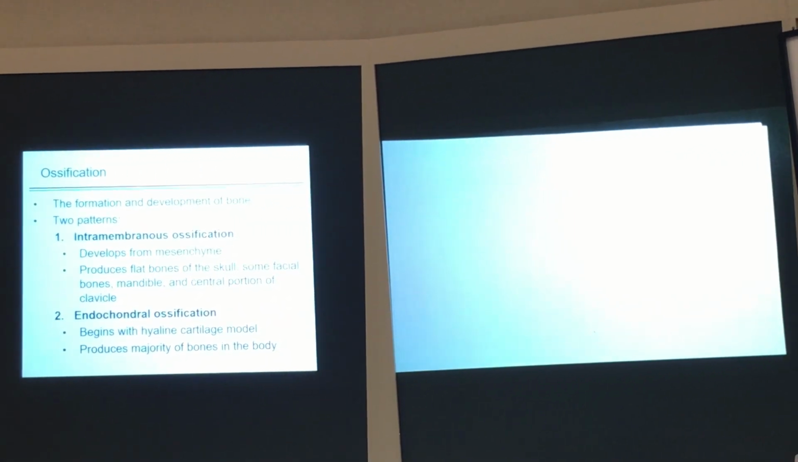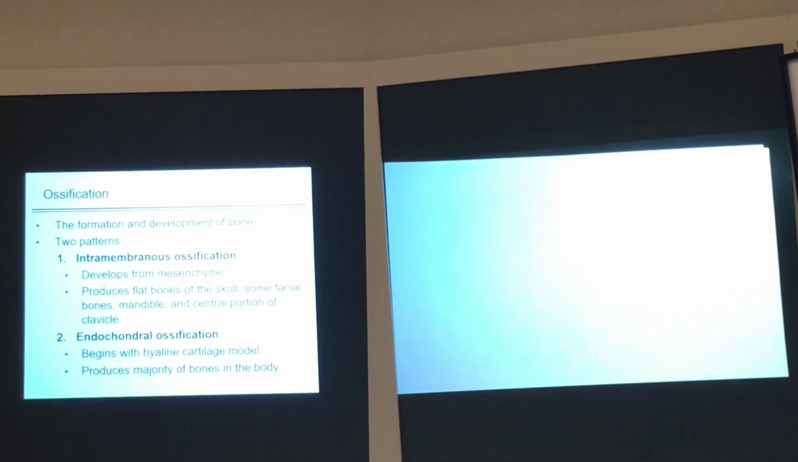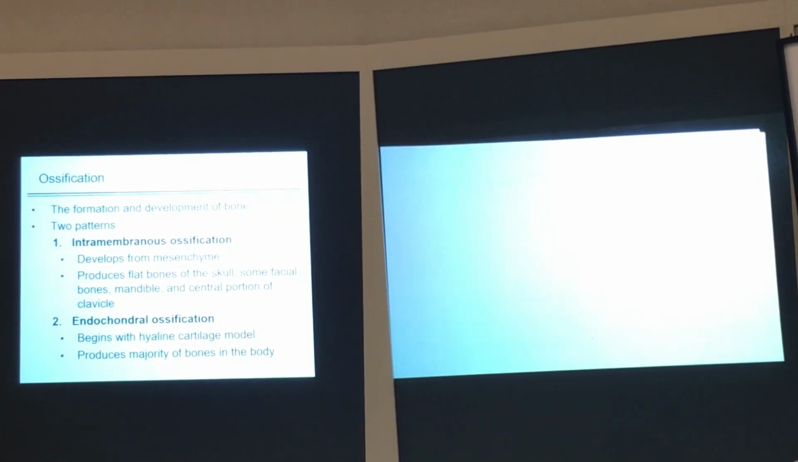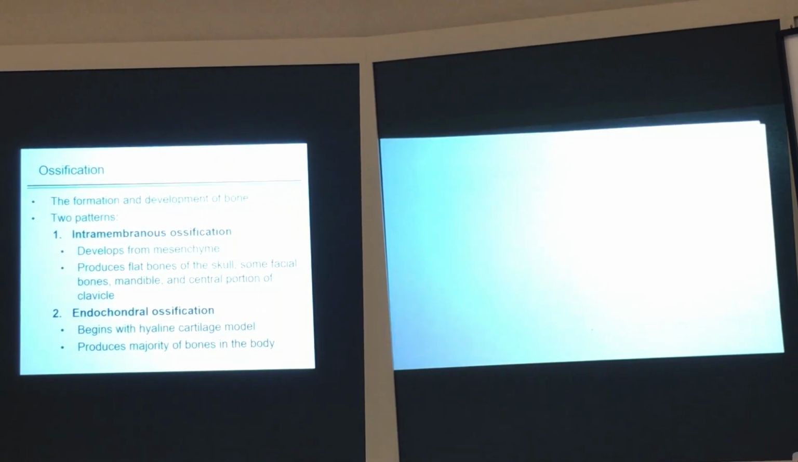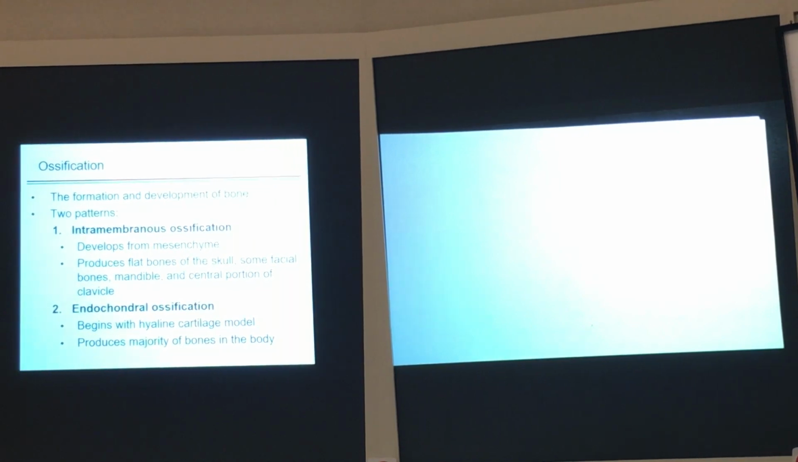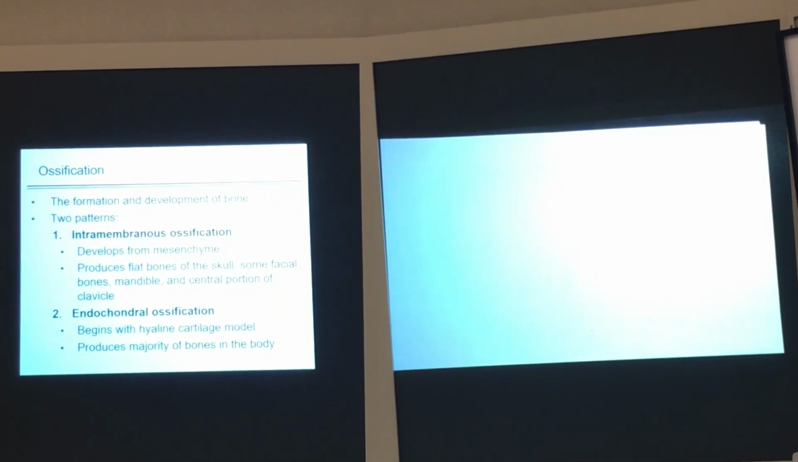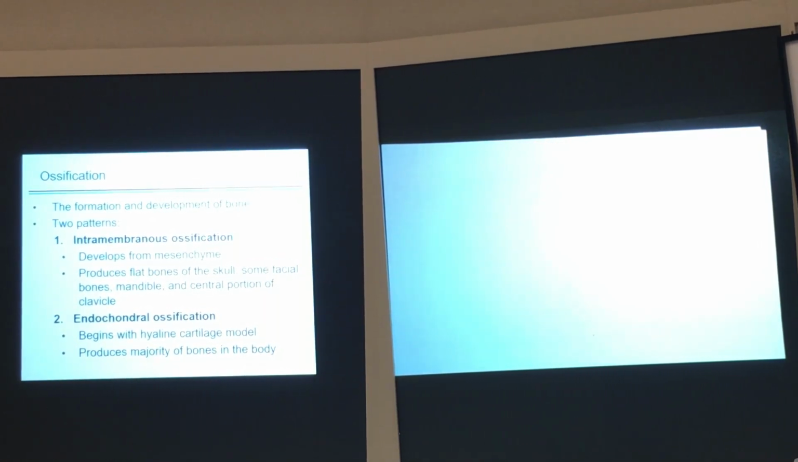So intramembranous develops from the mesenchyme, from the stem cell, and produces flat bones of the skull, facial bones, mandible, and a portion of the clavicle. So this one basically does not grow, it becomes hard. For example, in babies, what do you call this soft spot? The fontanelles undergo this type, it becomes hard. It doesn't grow, but it becomes compact.